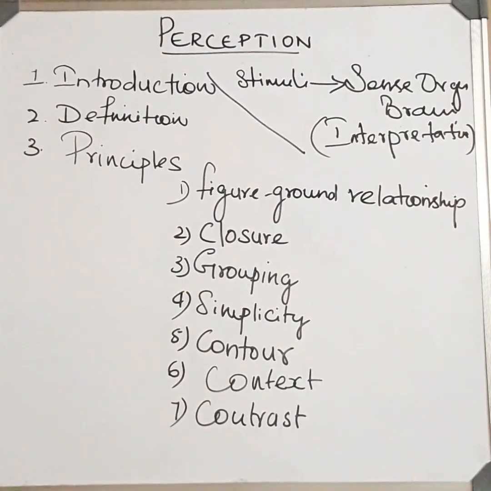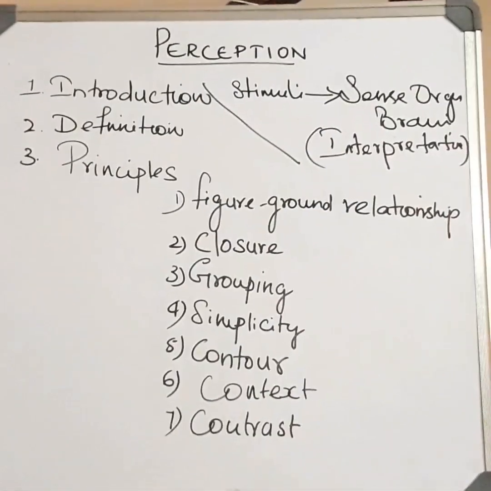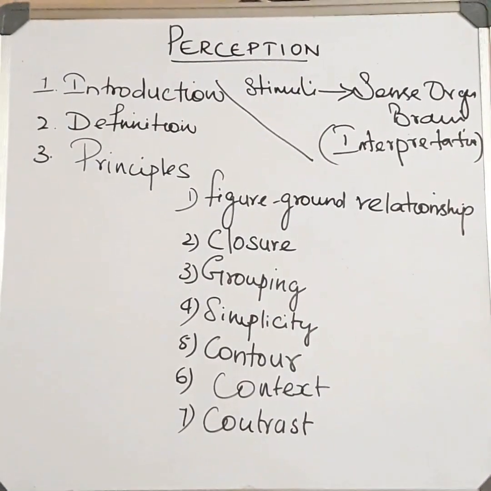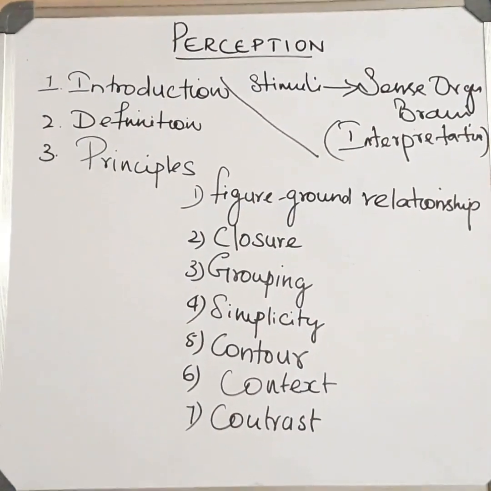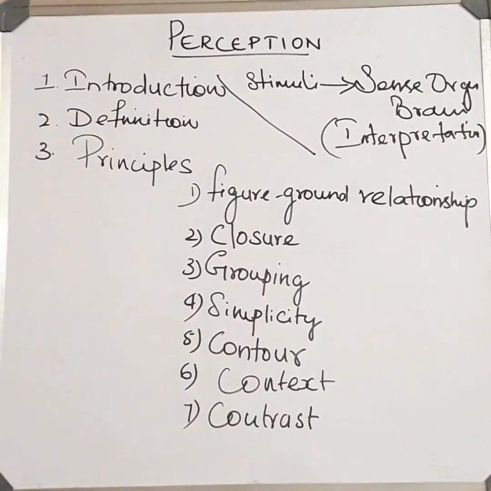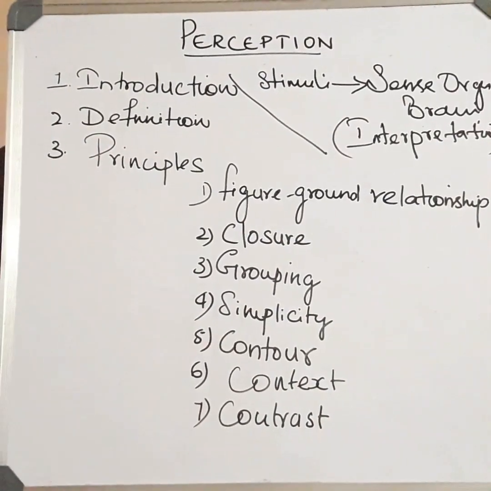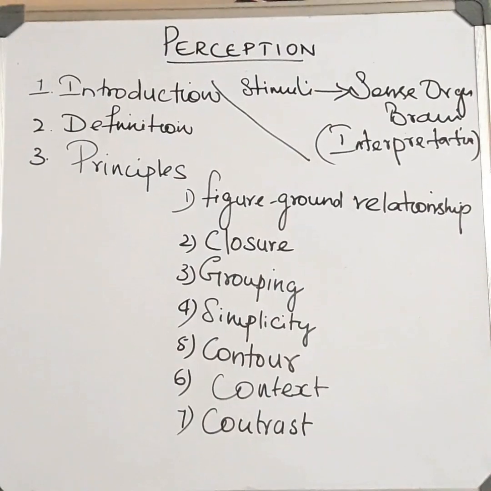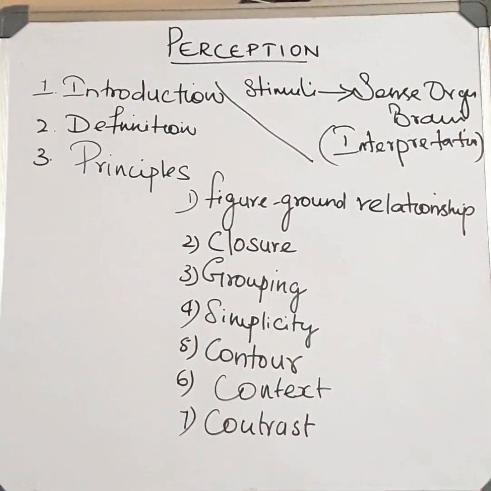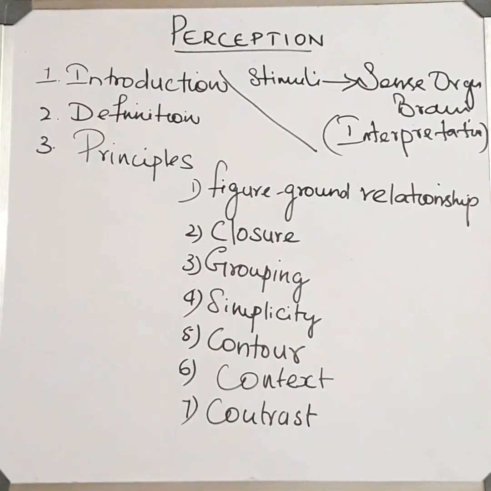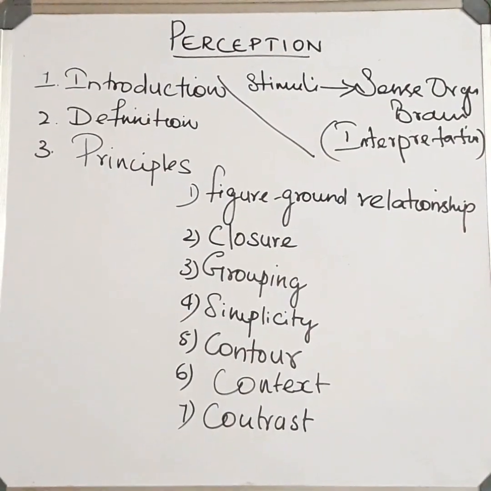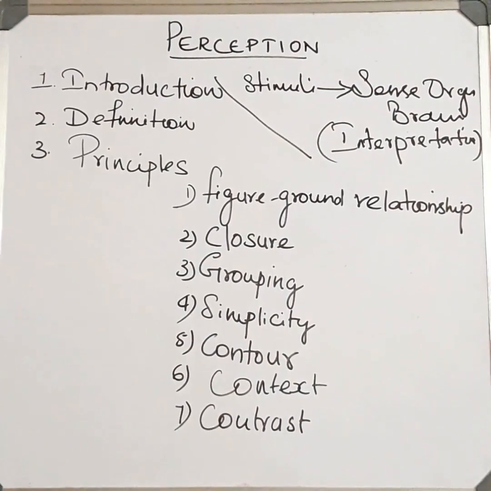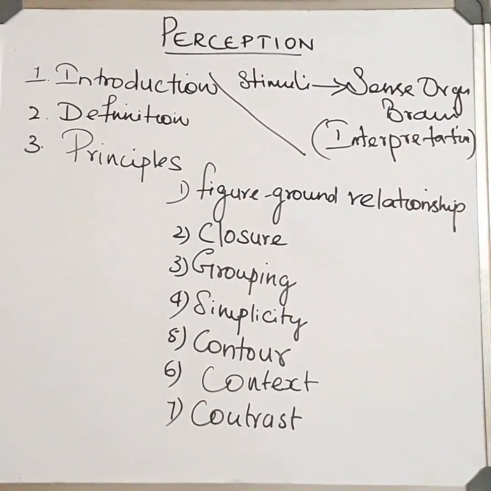Next one is contour. In this contour, the degree of the quality of this contour separating the figure from the ground is responsible for enabling us to organize stimuli. Last one is context. In this context, for an example, the examiner may reward higher marks to the same answer book in a pleasant context than the unpleasant one.